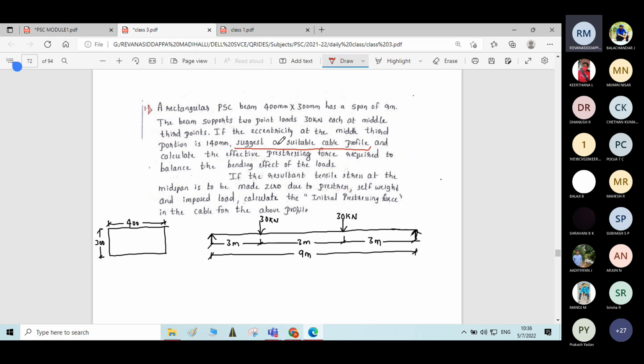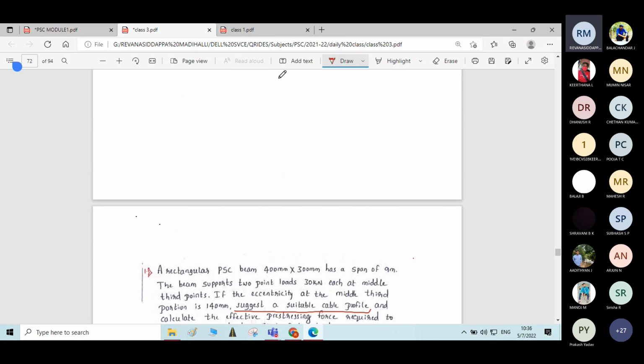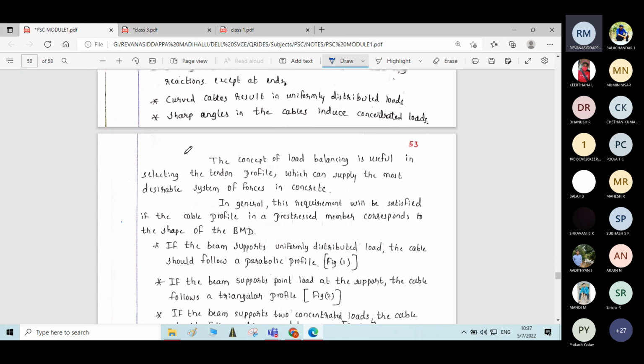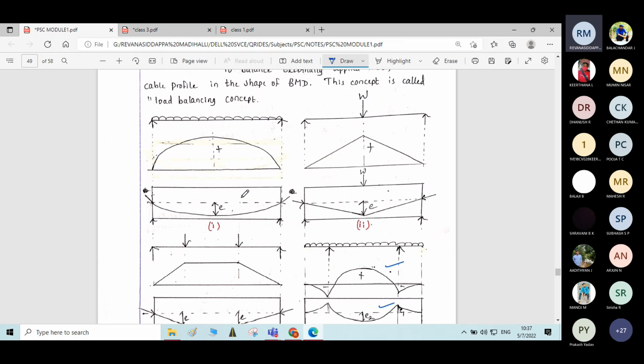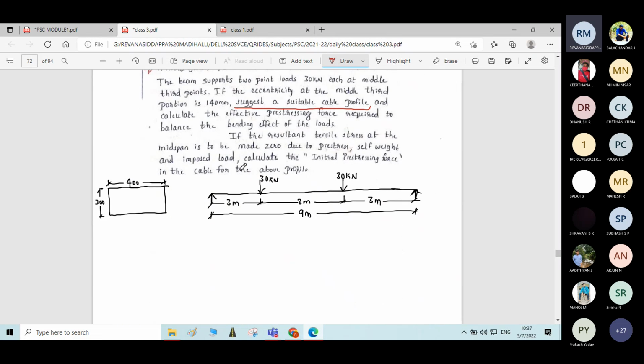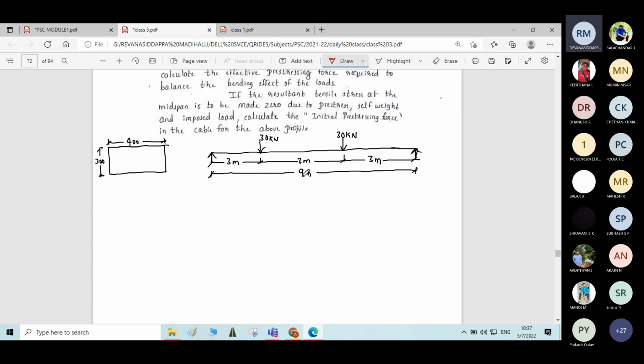So first question is to suggest a suitable cable profile. As per the principle of load balancing concept, how should the cable profile be? It should be opposite to the bending moment diagram of the beam. So if you want to suggest a cable profile, you should know the bending moment diagram for the beam, correct? So you find the bending moment diagram for this loading case.